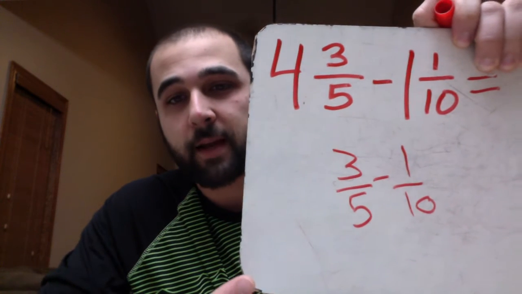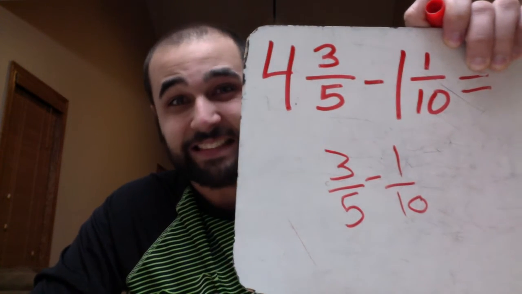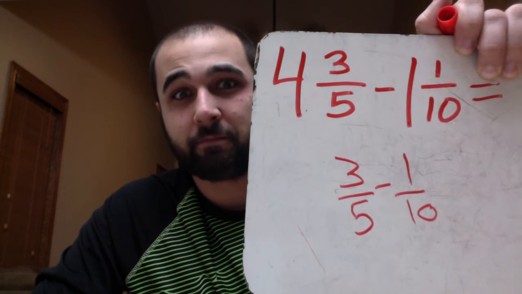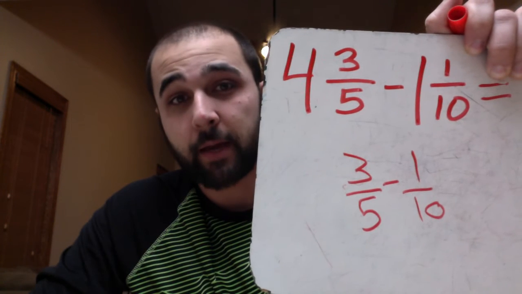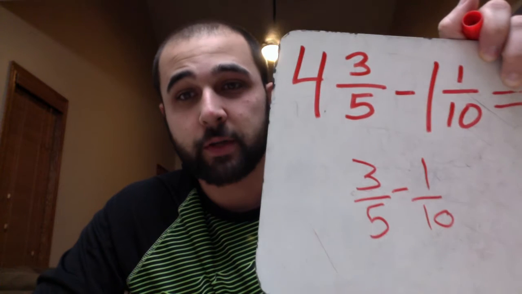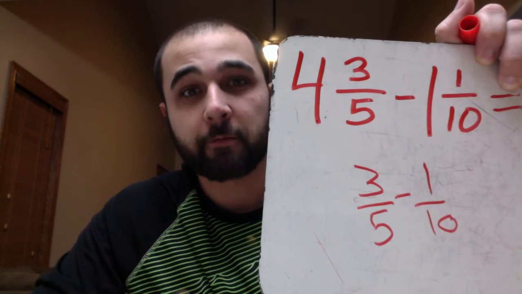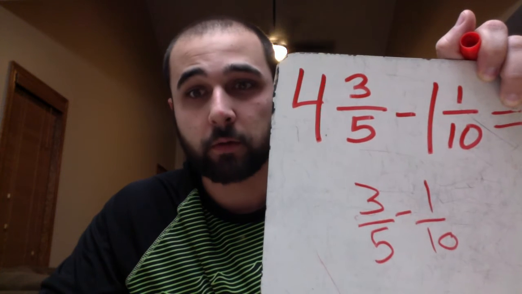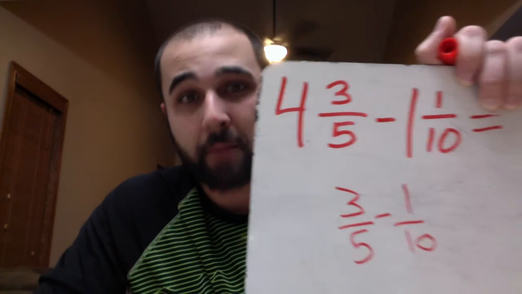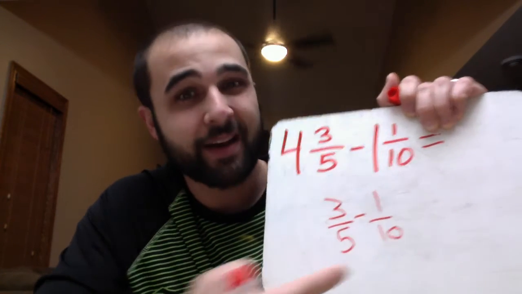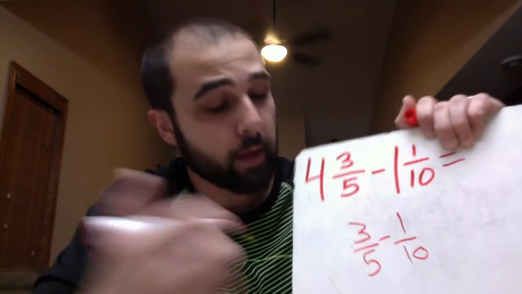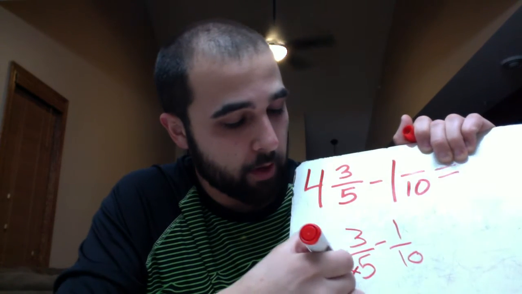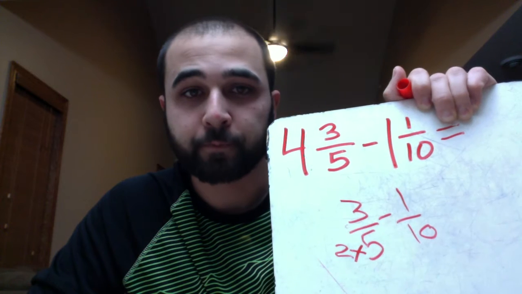So, take a look at those denominators. They're not the same. So we need to make them the same. First thing we do is look at that smaller one, 5. Can we multiply it by some whole number to make a 10? That would be ideal. And we can. We can multiply it by 2.